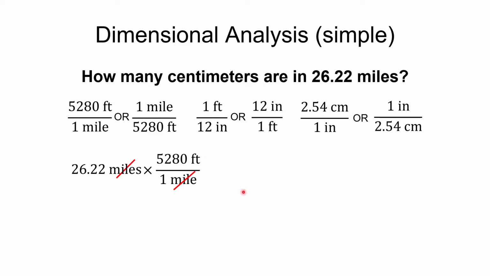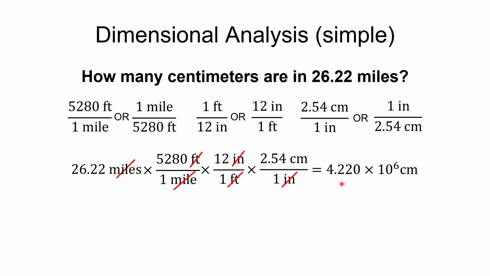Well, next we want to convert to inches. We have 1 over 12 and 12 over 1. We're going to use the 12 over 1. So we're going to multiply by 12 inches over 1 foot. And so the feet cancel out, and that gives us our answer in inches. And similarly, we're going to multiply by 2.54 centimeters over 1 inch, and we'll cancel out inch, and that will give us our answer in centimeters. And so our answer comes out to 4.220 times 10 to the 6 centimeters, or 4.220 million centimeters.